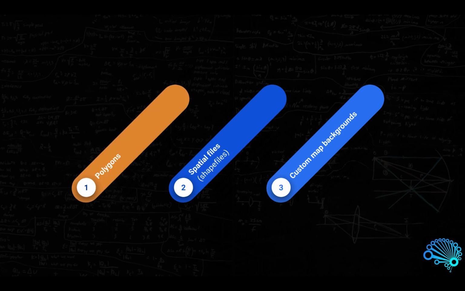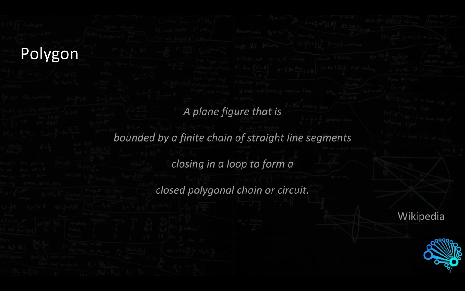And what are polygons? A polygon by definition, and this was taken from Wikipedia, is basically a plane figure that is bounded by a finite chain of straight line segments, closing in a loop to form a closed polygonal chain or circuit. Now, that's a lot of words and perhaps a lot of confusion, but let's look at it in a much easier way. As we like to say here at Super Data Science, we like to make the complex simple.